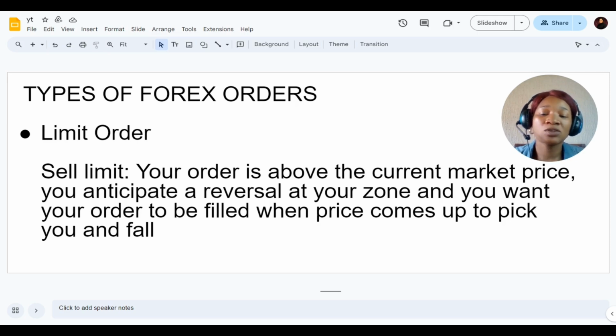So in a sell limit order, where you want price to reverse from is above the current market price, right? You're anticipating that price will get to your zone and then reverse from your zone and continue its downward movement. It's pretty simple. Okay, let's check that out in the chart.